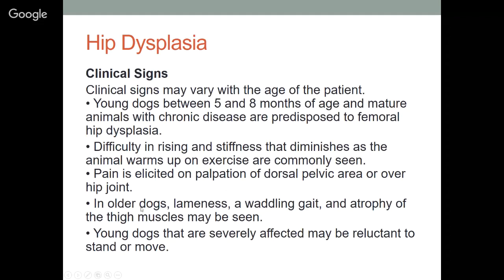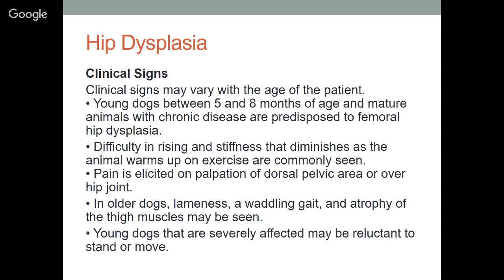Clinical signs will vary with the age of the patient. Young dogs between 5 and 8 months of age and mature animals with chronic disease are predisposed to femoral hip dysplasia. We'll see difficulty in rising and stiffness that diminishes as the animal warms up on exercise, and that's just basic signs of arthritis. Pain can be elicited on the palpation of the dorsal pelvic area over the hip joint. So if we're pushing pretty hard on that dorsal pelvic area, they'll be painful.